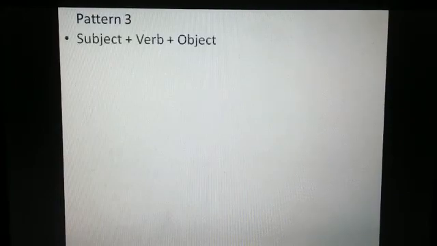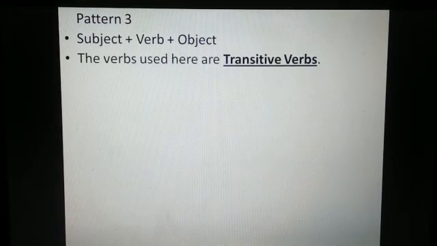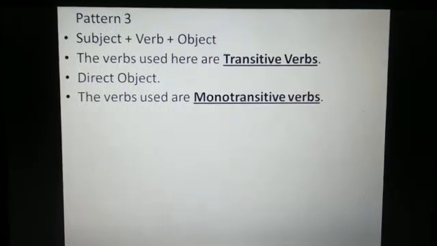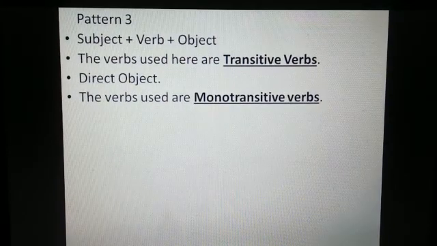Now, pattern number 3 is subject plus verb plus object. The verbs used here are transitive verbs. The verb is always followed by a direct object. The verbs used are monotransitive verbs. Mono, boys and girls, means one. It means the verb will take only one direct object.